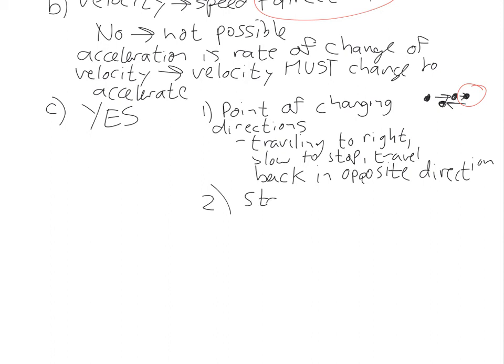The other situation that we could do, and this one's maybe a little bit trickier to understand, is anytime an object is initially at rest and it begins speeding up, we're going to have an instant where we have zero velocity, but we still have an acceleration. In order to begin to move from rest, in order to begin to speed up from rest, an object must accelerate. And it might sound like a chicken and the egg situation.